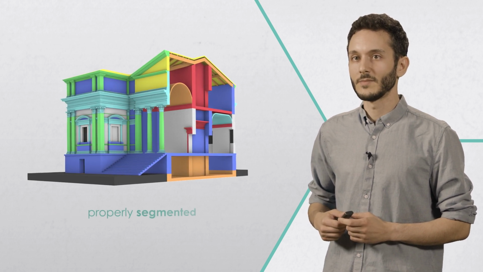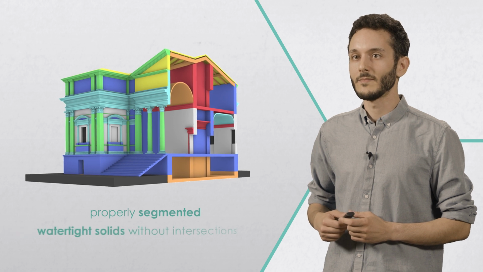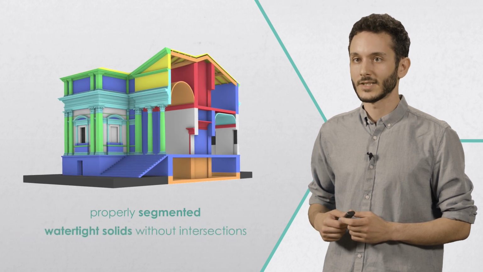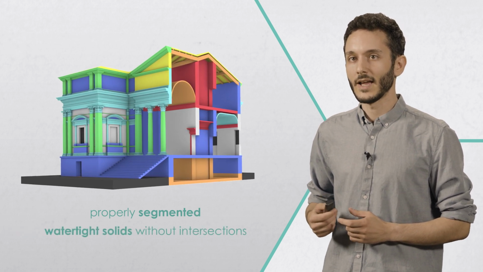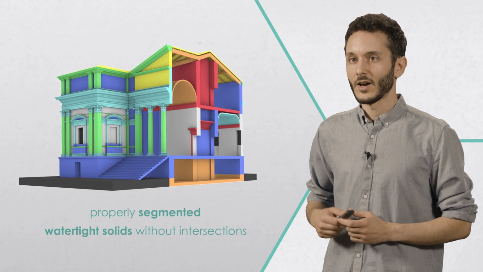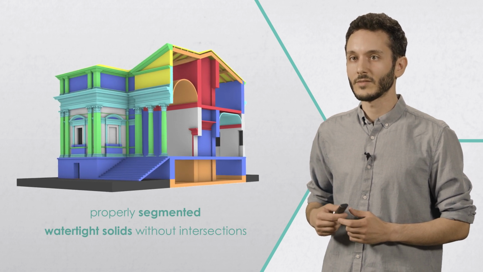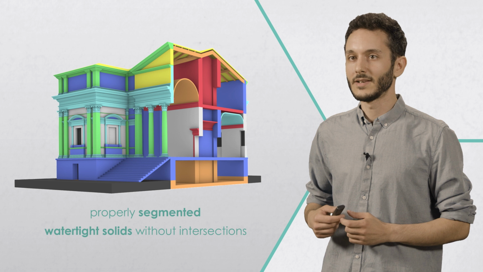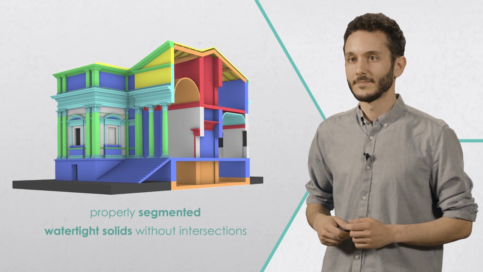Therefore, the models must be properly segmented and exclusively made of watertight solids without intersections. This may look like a limitation of this method. However, architectural models that do not meet these requirements would still be limited in reuse in a scientific context.